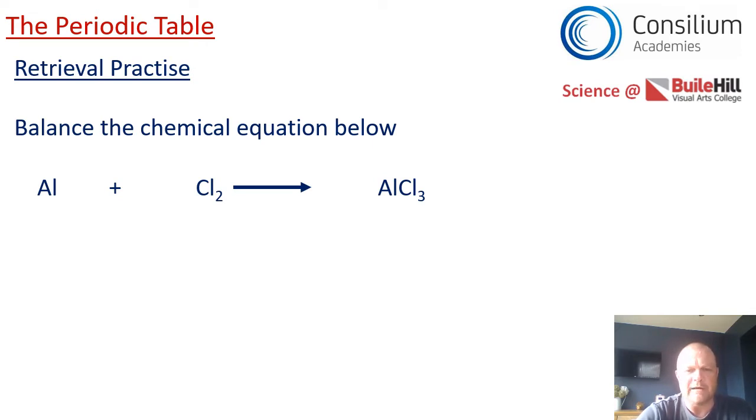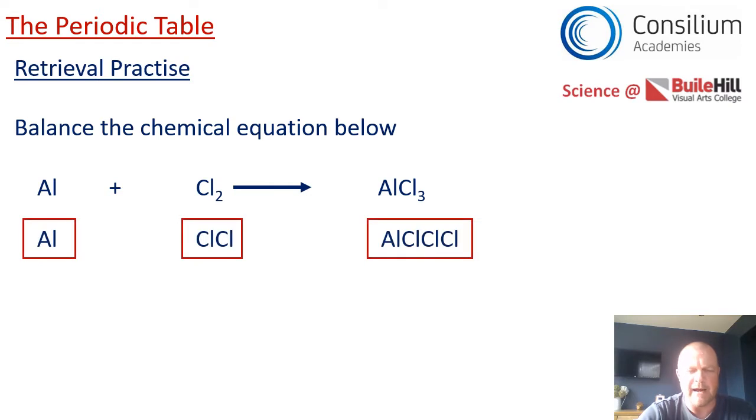So Al plus Cl2 makes AlCl3. The first thing we need to do is write down what we've got in the boxes. So I've got an Al, I've got two Cl's in a box, and I've got Al and my three Cl's in the other box. And remember, you can only add a box at a time. So on the right hand side I've got three Cl's, but on the left hand side of the arrow I've got two. So I'm going to add another one of them.